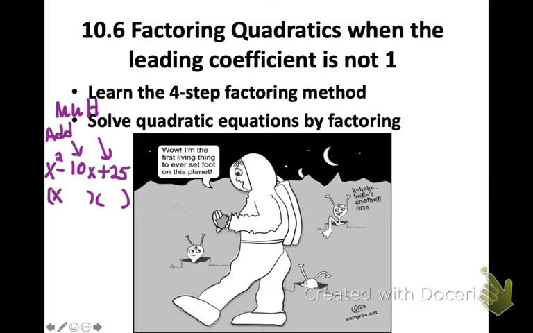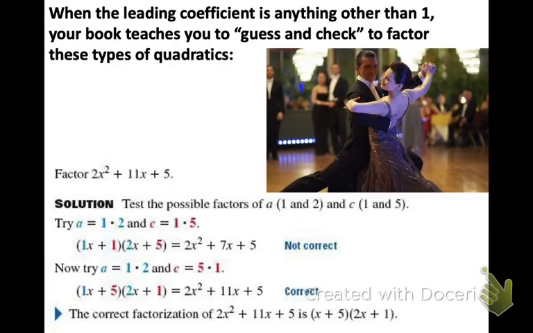Our first term has to be x. That's the only way to get back to x squared. 25 could be 5 and 5 or negative 5 and negative 5. And of course, if I foiled that, I would find out that it would go back and get me my negative 10x. Now, when our leading coefficient is not 1, like in this case, you could use guess and check.